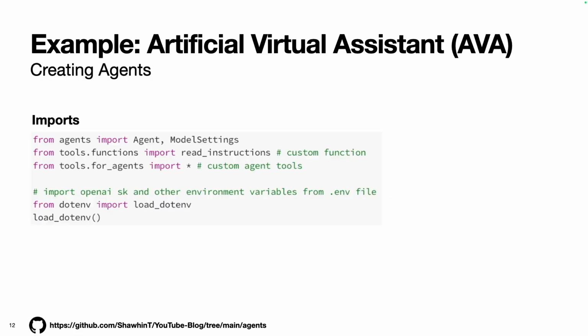Let's create this agentic workflow. So I'll be using OpenAI's Agents SDK, and then I wrote a handful of custom functions and tools for the agents, which I won't show here because it's just going to be a lot of code to show on the slides. But if you're curious, you can check it out at the GitHub repository. Finally, I'm just importing my OpenAI secret key and some other environment variables through a .env file, and I'm using the .env Python library to do that.